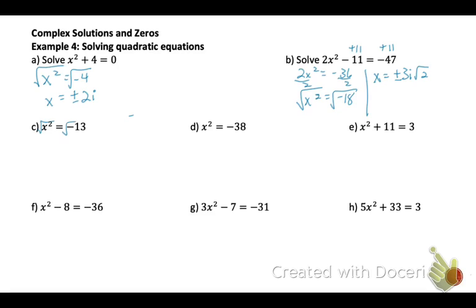On C, we simply just need to take the square root of both sides. So x equals plus or minus. We can take the square root of negative 1, which is i, but not the square root of negative 13, so it stays underneath.